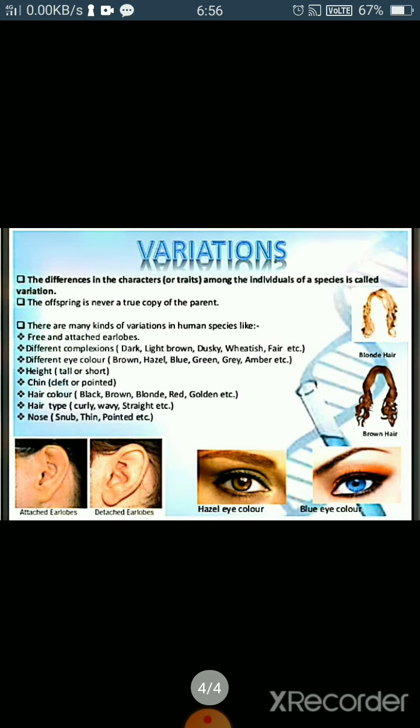Now see the variation. Variation is a word we used in the reproduction chapter, meaning the changes. And we learned there that variation is important for the survival of life. The changes in our body according to the environment are called variation. The differences in the characters among the individual offspring are called variation.